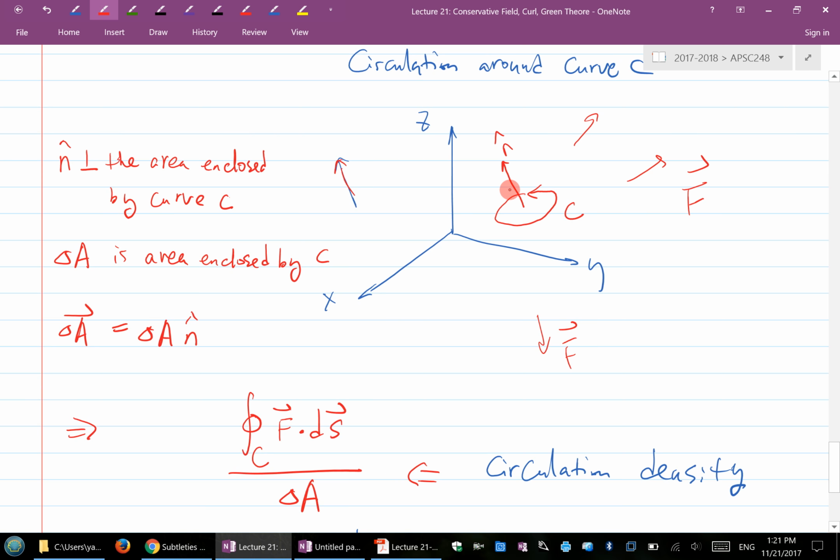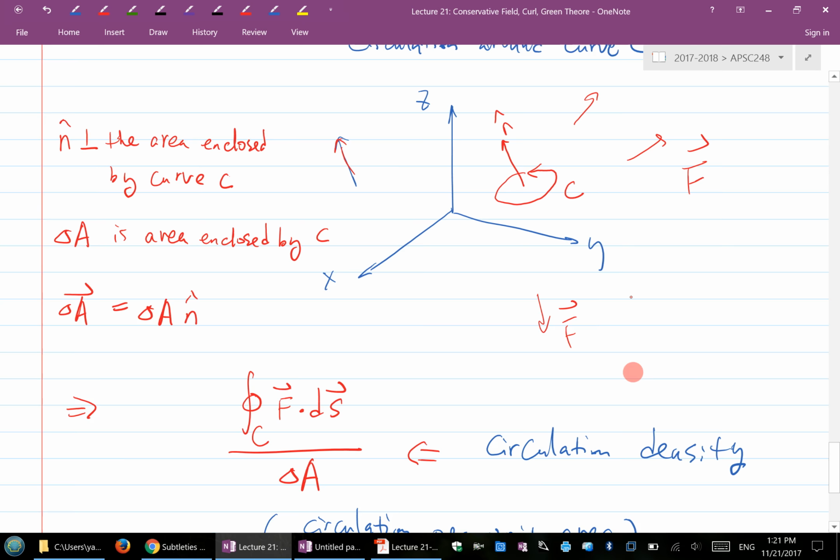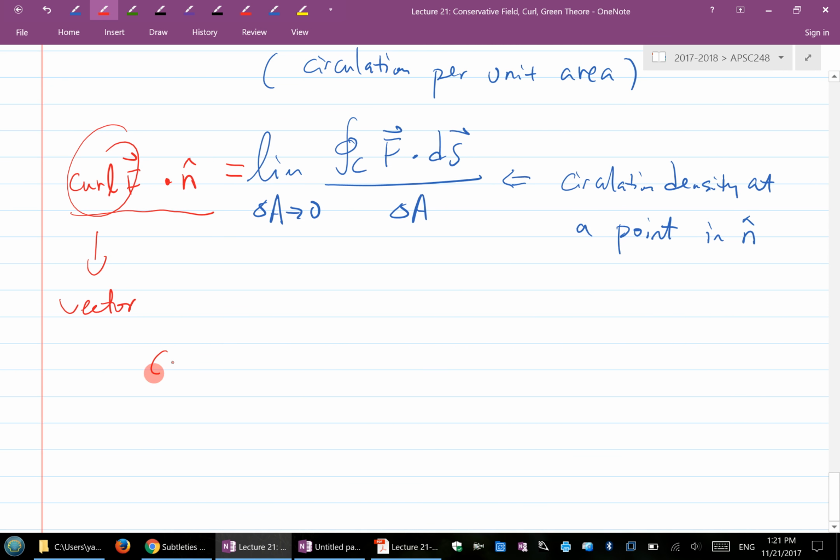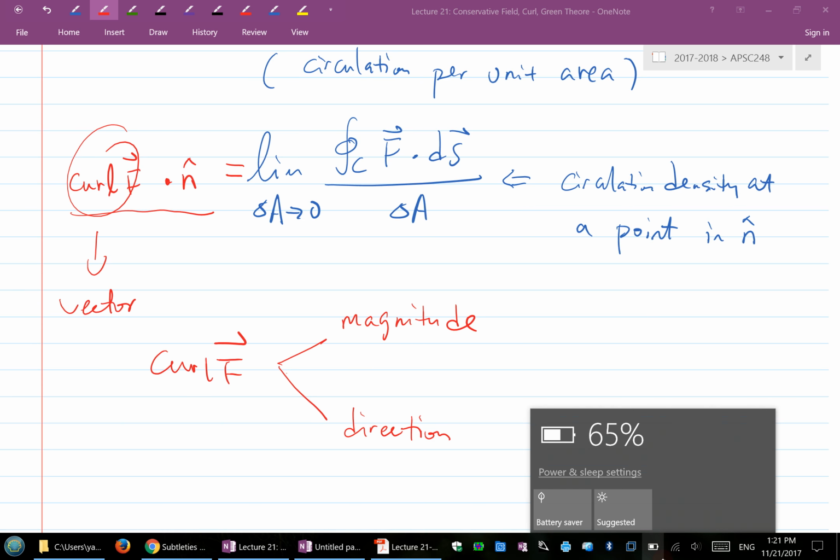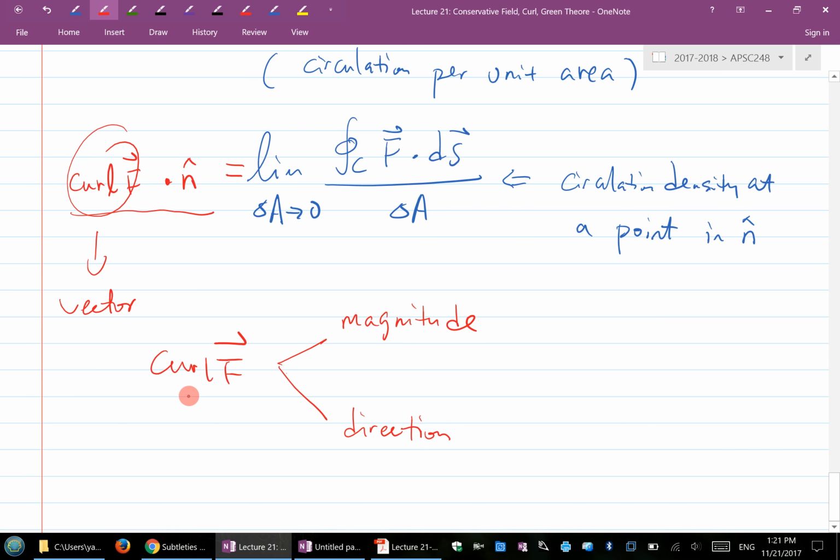Is that okay? So now if you extract this out, just look at this curl f. It has a magnitude. It has a direction. What does the magnitude give? What does the direction of this vector give us? So coming back to here, this dot n hat gives this.